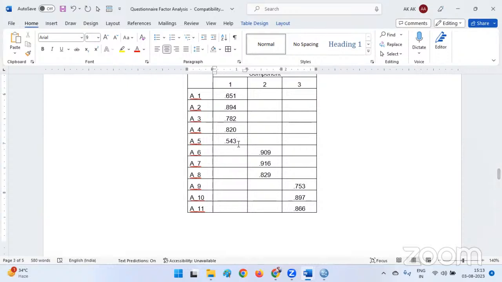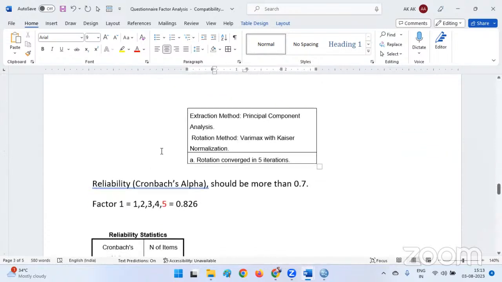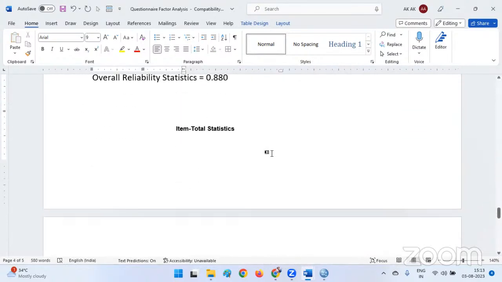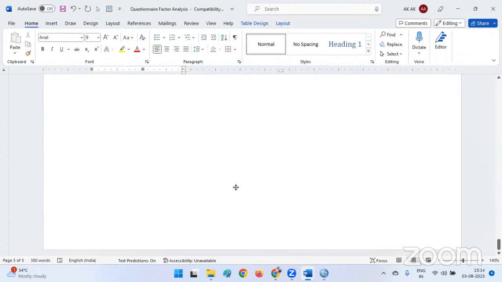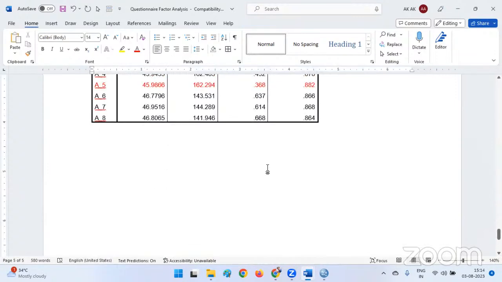If the time permits, I will show you how these work in confirmatory factor analysis, and why I'm saying that this is a problem. So we may delete it or we may not delete it. Let us move further to the next part.